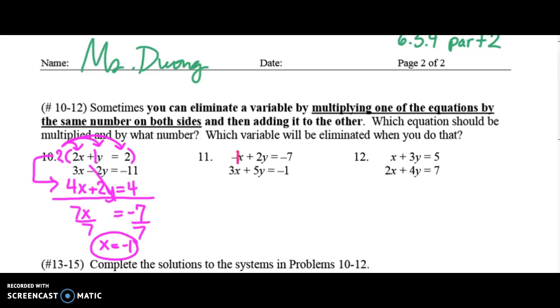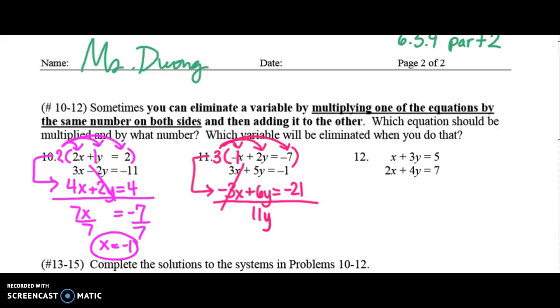For number 11, again, I'm just going to insert a 1 in front of the x so that I know that it's a negative 1x. That'll be important later when I want to go back and solve. So just remember 3 times negative 1 will get me the negative 3 that I need to have negative 3x. When I distribute the 3 to 2y, I get 6y.